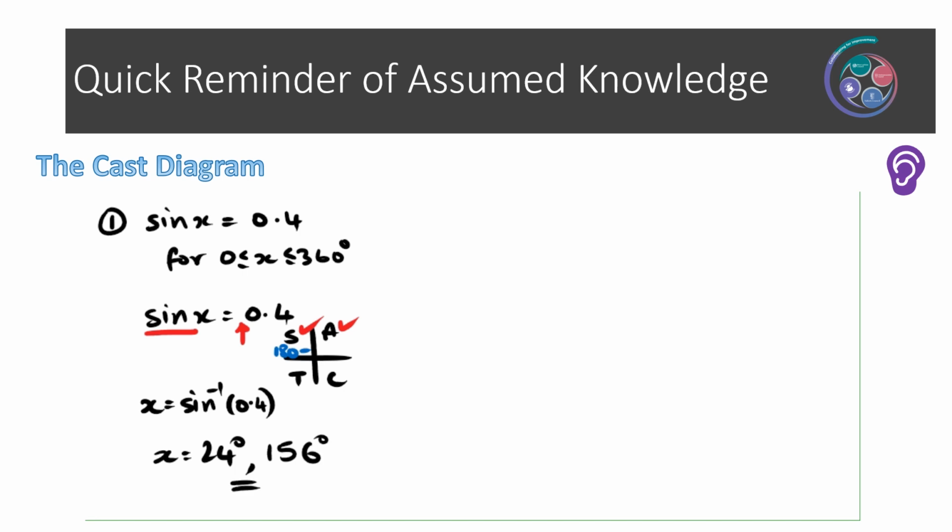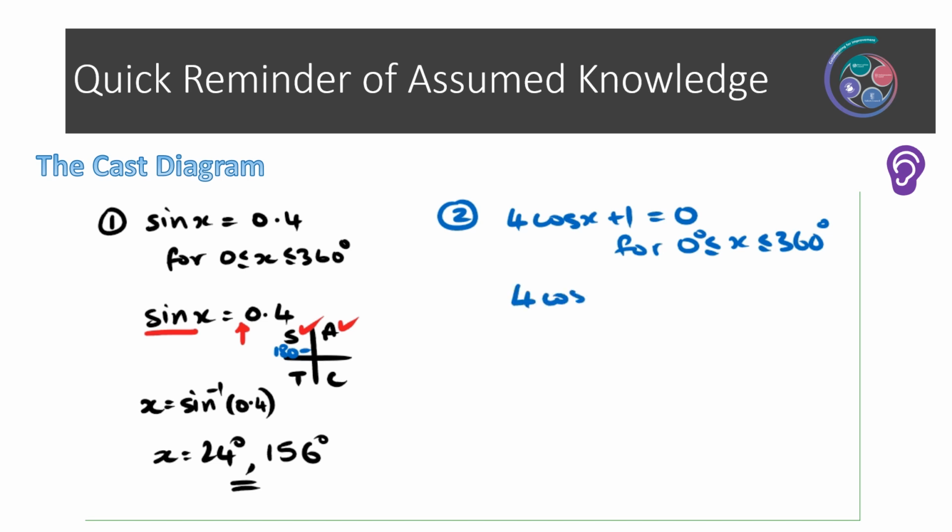For the second example, let's do one slightly harder. Let's solve 4 cos x + 1 = 0. Keep it the same range for x, between 0 degrees and 360 degrees. Now before we get to the CAST diagram this time we have a wee bit of work to do, because we need to turn 4 cos x + 1 = 0 into 4 cos x = -1 by moving the positive 1 over, and then moving the 4 over, we get cos x = -1/4.